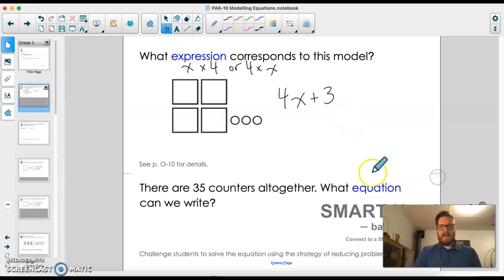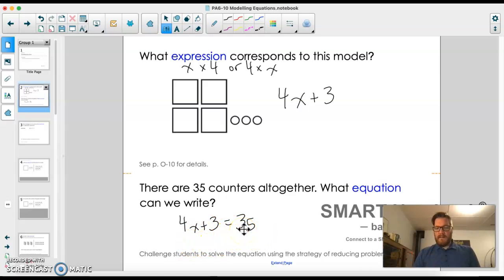Now the question to consider here is if there are 35 counters altogether, what equation could we write? So what we would do is we would take that 4x plus 3, and then we'd say that that equals 35. And so it becomes an equation because there's an equal sign here, right? So it changes from an expression to an equation when there's an equal sign.